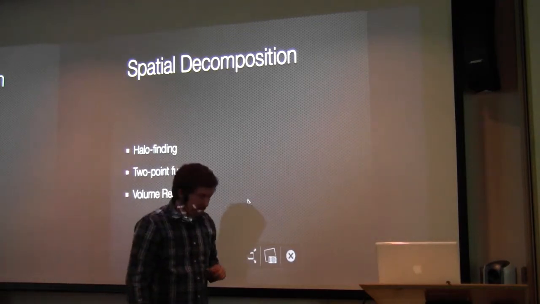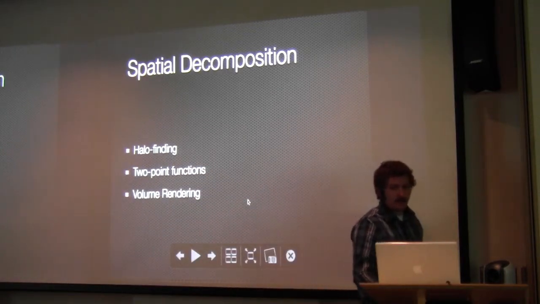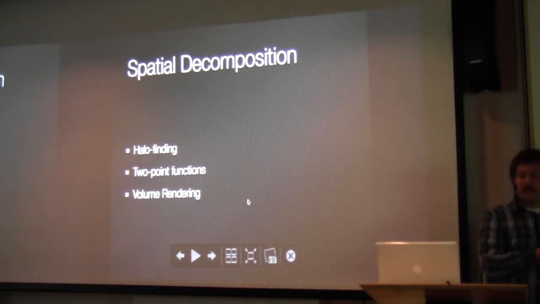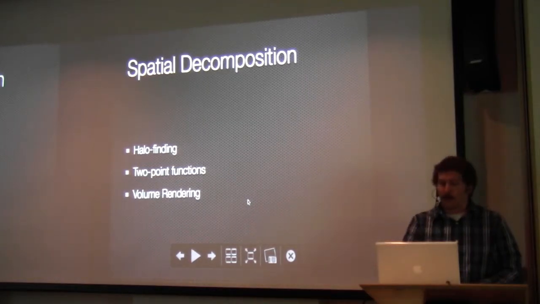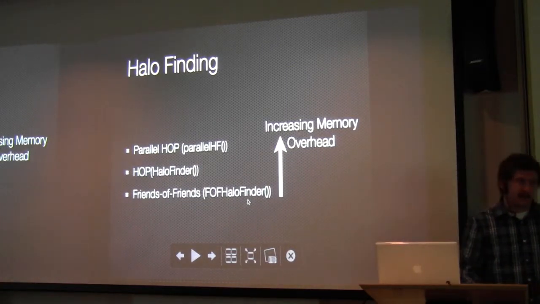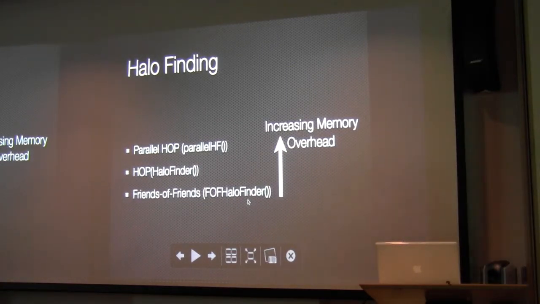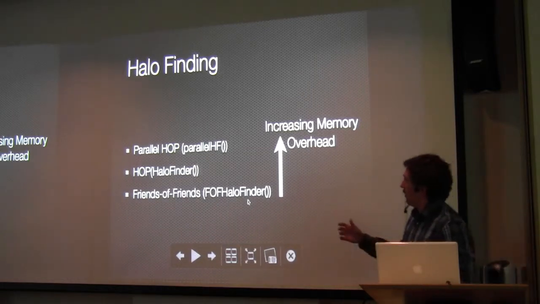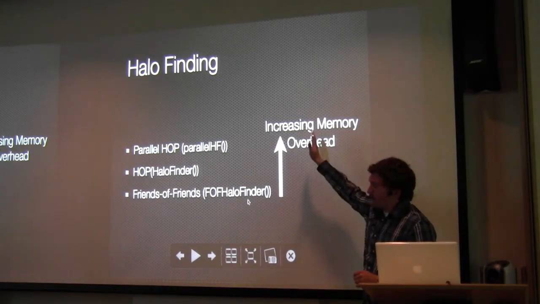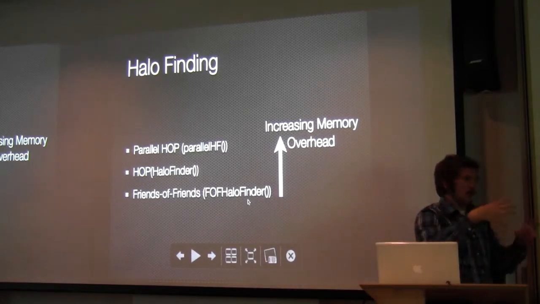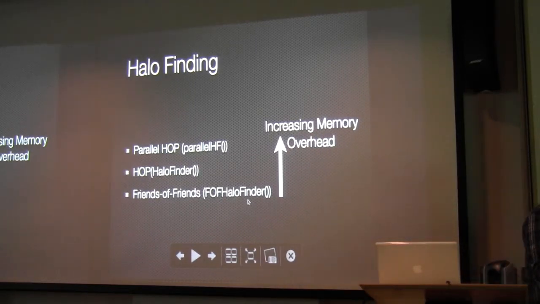Okay, so spatial decomposition, these are things like halo finding, 2-point functions, and volume rendering. Halo finding, there's 3 different versions of halo finding. There's only one that's parallel, which is parallel hop. The other ones can run in parallel, but you can't do as large of a data set. There's increasing memory overhead because you have to hold more and more extra data as you move up this ladder here.